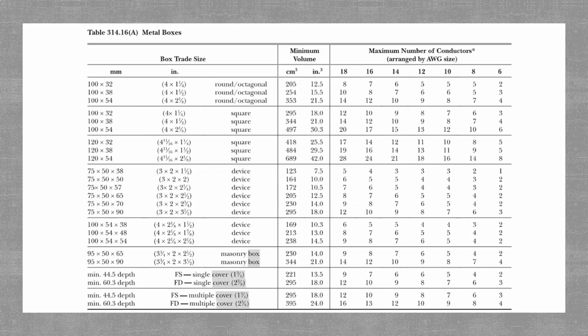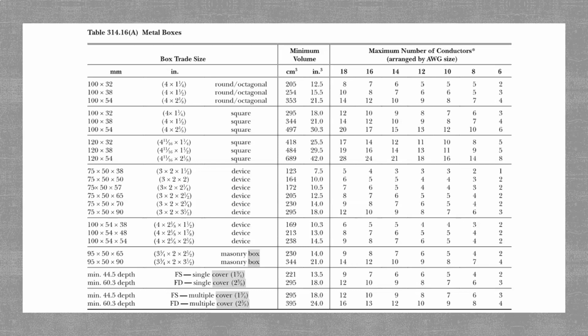Now, we could also approach this with a different method, in that if we already knew how many conductors we were going to be using, we could then size our box based on that. So for example, if we knew for a fact that we needed to put 10 number 12 AWG conductors inside of a square box, then in our far right column, the maximum number of conductors arranged by AWG, we can go to our 12 column, which is a 12 gauge conductor, and then move down until we see a box large enough to contain 10 number 12 gauge conductors.